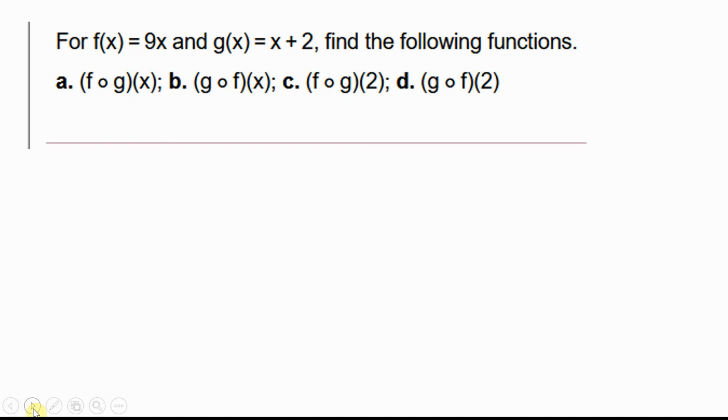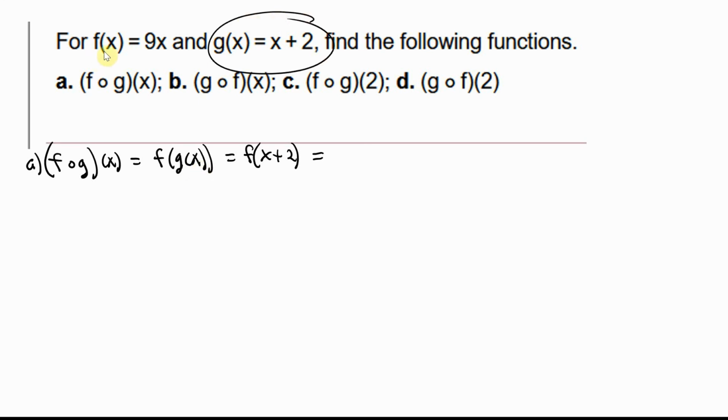But here, let's just do the composition. So part A, we have f composed with g at x. This is f of g of x. Here's how we're going to do it. I'm going to write that function g of x inside of the parentheses here. Replace g of x with what it is. I do this for all the composition functions. You do likewise. So I replace that g of x with what it is. G of x is x plus 2.